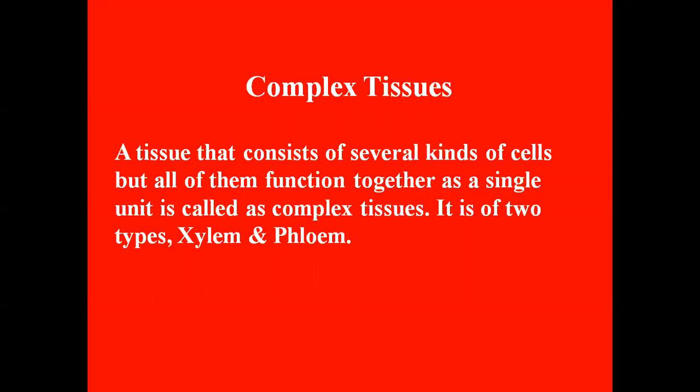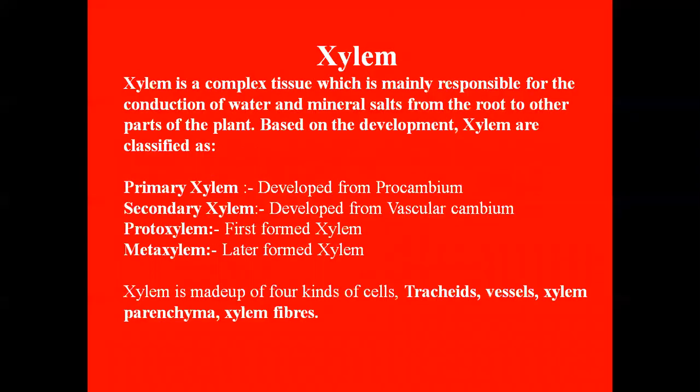Complex tissues. A tissue that consists of several kinds of cells, but all of them function together as a single unit is called complex tissue. It is of two types, xylem and phloem. Xylem. Xylem is a complex tissue which is mainly responsible for the conduction of water and mineral salts from the root to other parts of the plant.